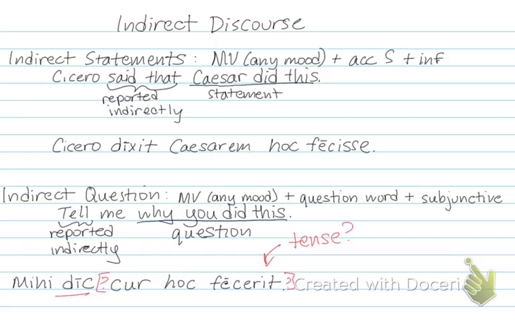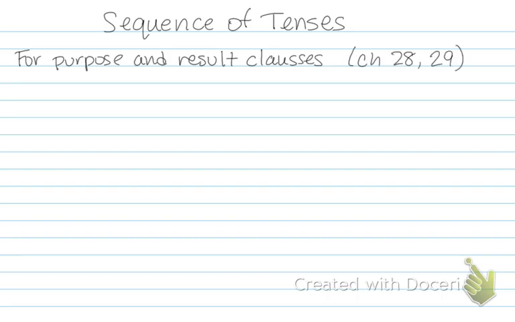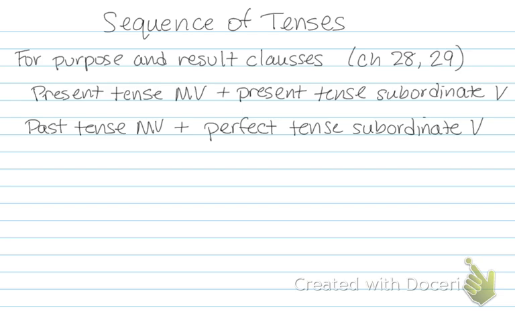So, how do I pick the tense of the verb in the indirect question? That is the last concept in this chapter, which is the sequence of tenses. So let's go back to the previous two chapters. For purpose and result clauses, which we learned in chapters 28 and 29, we noticed a pattern that if our main verb was in the present tense, then the verb in the subordinate clause was also in the present tense. If our main verb was in any of the past tenses, then our verb in the subordinate clause was in the imperfect tense. So any of the past tenses means perfect, imperfect, or pluperfect.